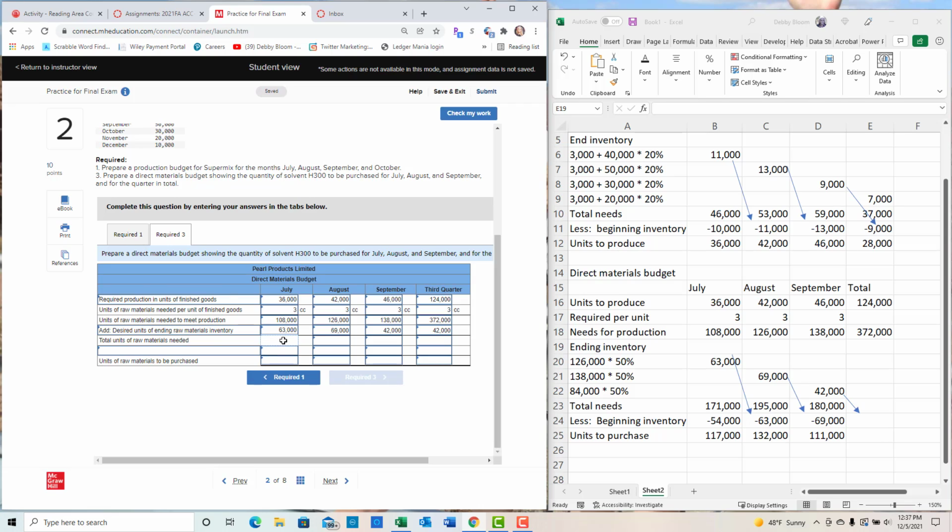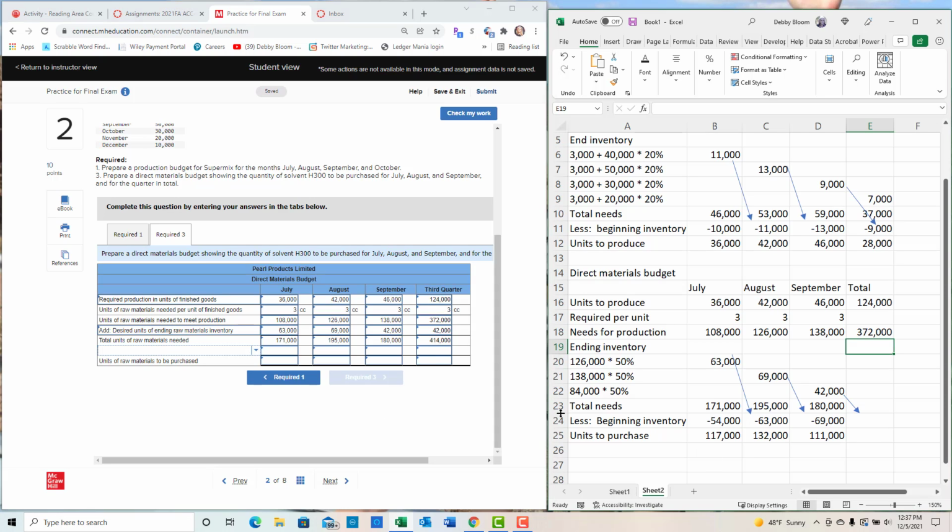So just like I did here on the right, we have to add everything together to get to the total needs for inventory. So 108 plus 63 gives me 171,000. 126 plus 69 gives me 195,000. 138 plus 42 is going to give me 180,000. And 372,000 plus 42,000 is going to give me 414,000.